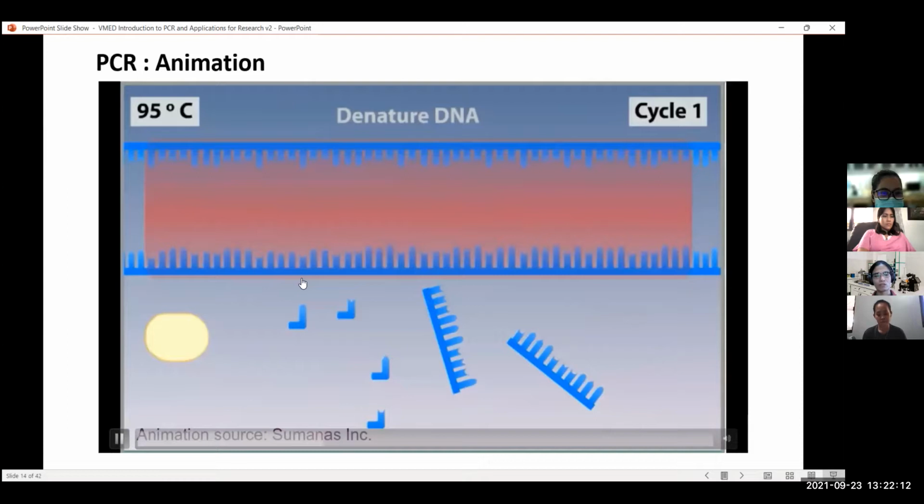So the first step is to denature the DNA, and that would require higher temperature. So usually 95 degrees Celsius, and that would result in the strands of the DNA separating into two. So that's the forward strand and that's the reverse strand. So you need to separate them because you need to attach the primers.